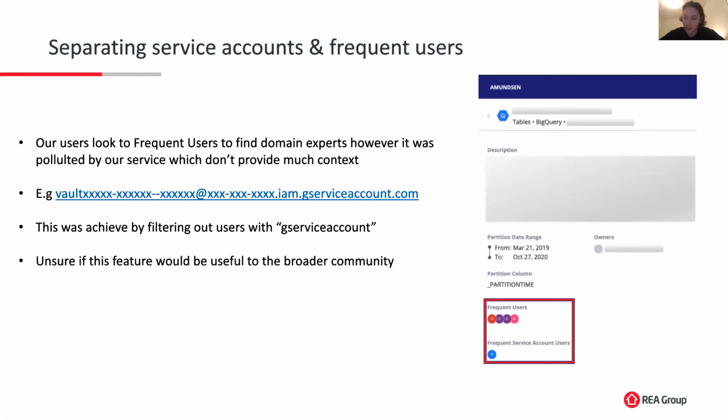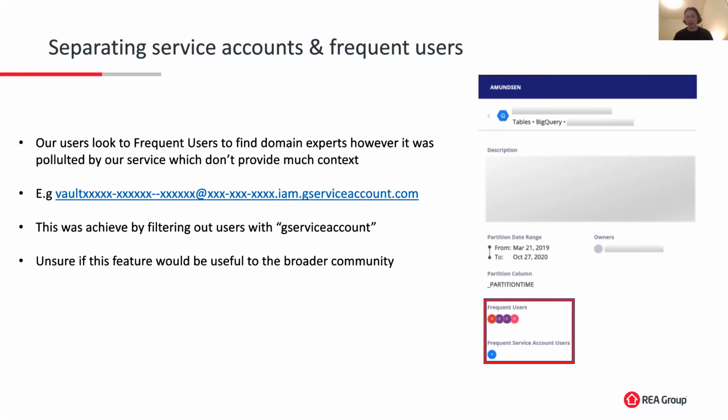It is quite important to highlight that there are service accounts using these tables, because generally service accounts are linked to production systems. I think that is important for the data owners to understand who is using that in the various different ways. But in that example, you can see that, though I've redacted some of it, the service account user or email wasn't actually providing that much context. So that's when we thought we did want to separate that.